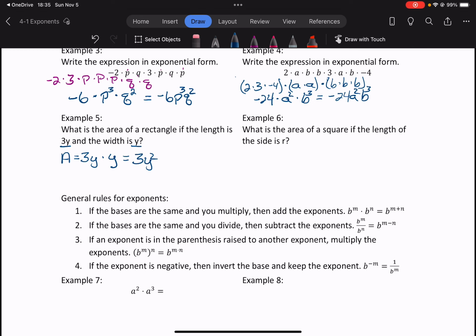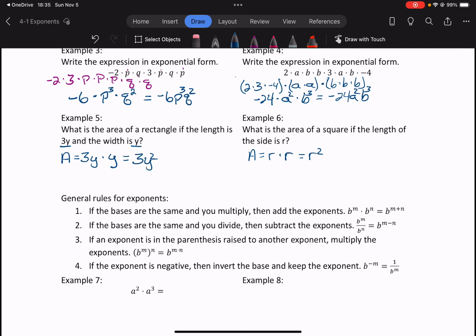Same thing with the square. Square is length times width, with both the length and width being r. So you'll just have the area equals r times r. Well, r times r is just r squared.